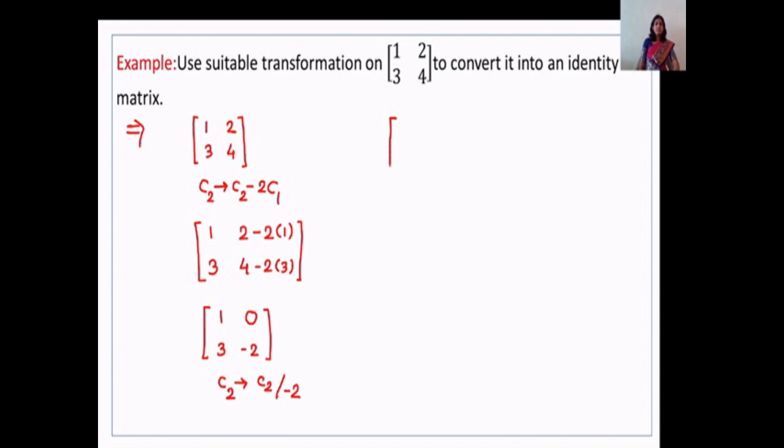Here C1 is as it is, that is 1 and 3 as it is. 0 divided by minus 2 is 0 and minus 2 divided by minus 2 is 1. So we give here this.